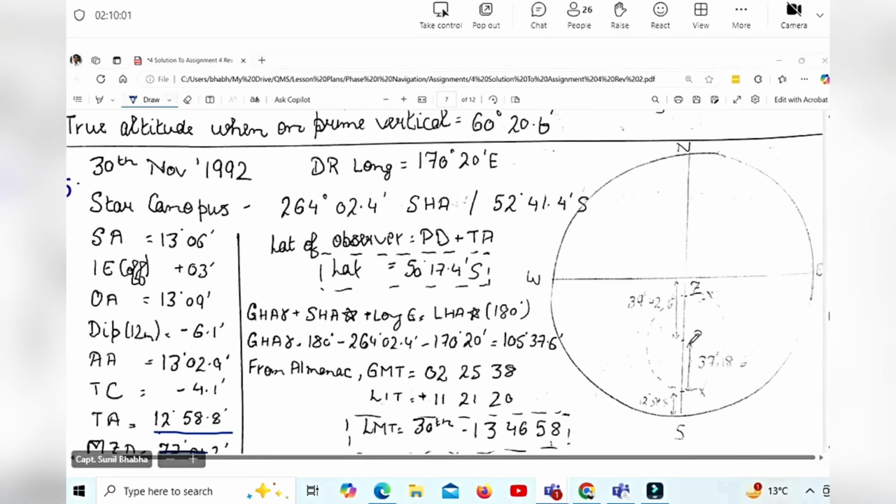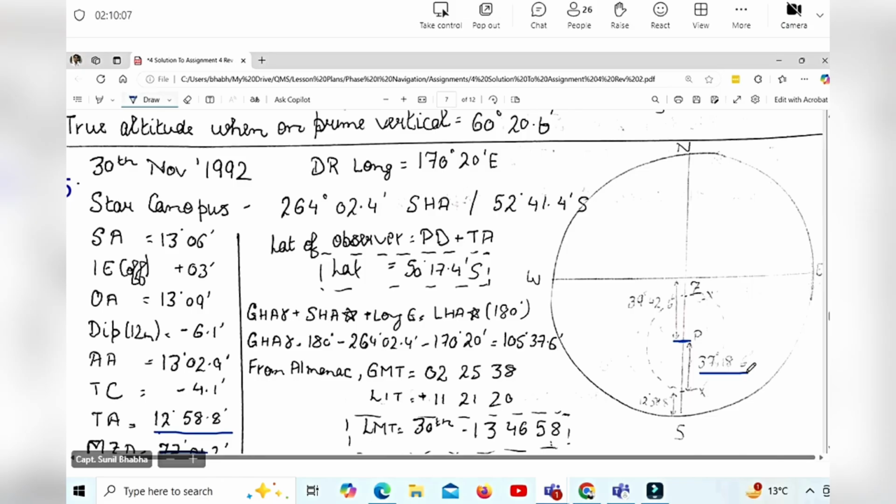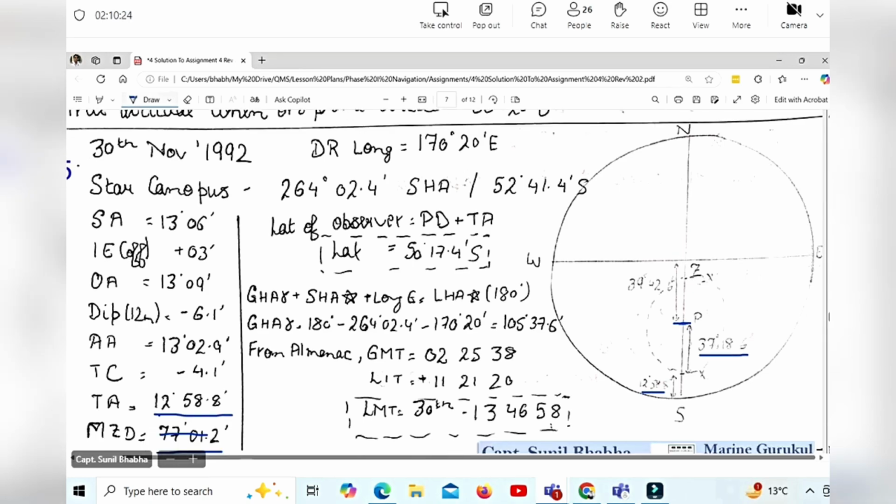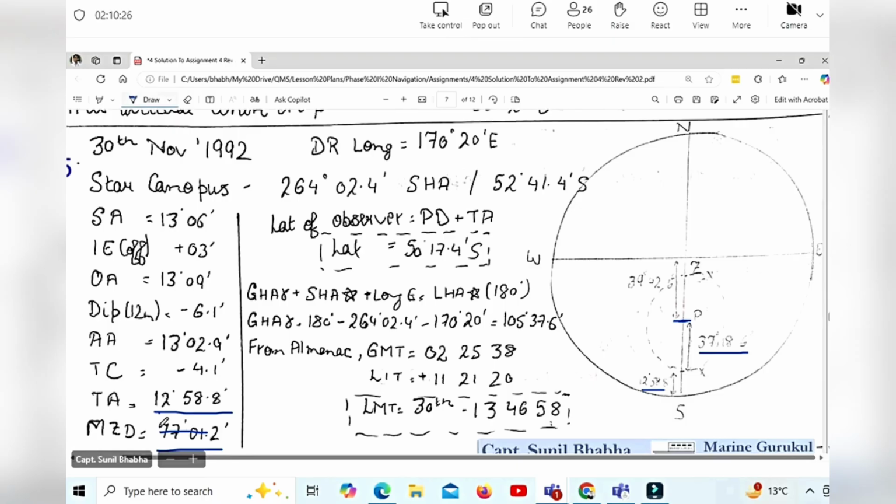You see, this is the pole. This is the polar distance, beta, and this is the true altitude. So you can see latitude is the elevation of the pole, which is SP or PS. It is equal to polar distance plus the true altitude. Not required. If you want, you can calculate it, but you need not. Not required.